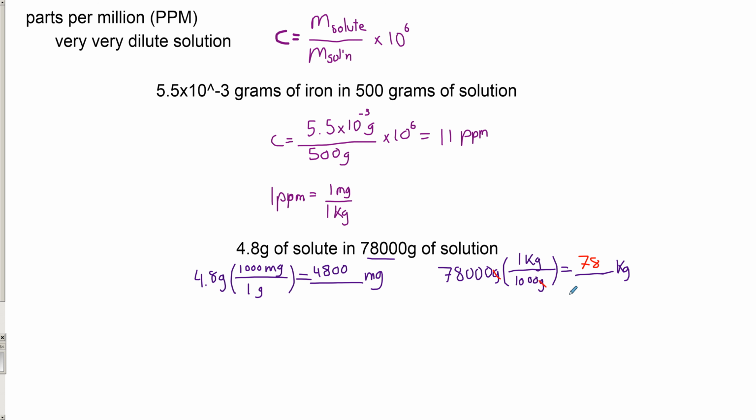Now, just to bring it home, we need to do our little division. So milligrams number divided by kilograms number. So 4,800 milligrams divided by 78 kilograms. Whatever number comes out is going to be our ppm. So 4,800 divided by 78, 61.5. So that's going to round up to 62 parts per million.